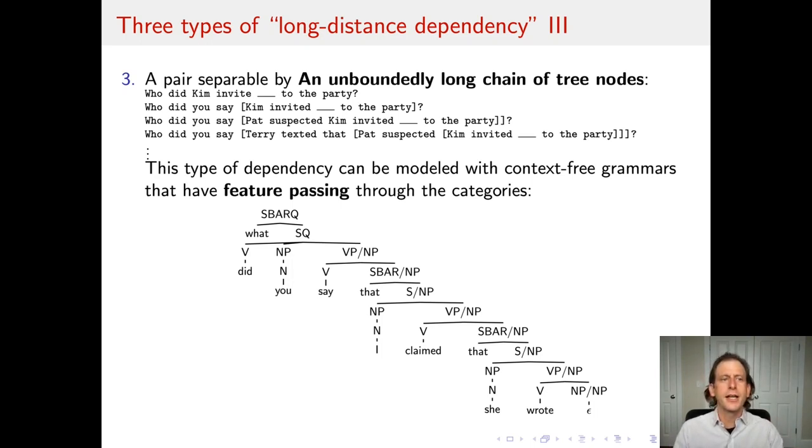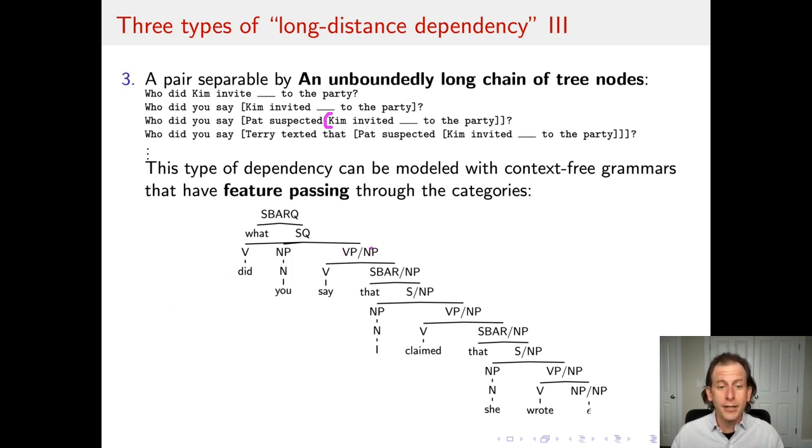So this is things like, "Who did Kim invite to the party?" "Who did you say Kim invited to the party?" "Who did you say Pat suspected Kim invited to the party?" "Who did you say Terry texted that Pat suspected Kim invited to the party?" And so forth. And this requires feature passing through the categories.